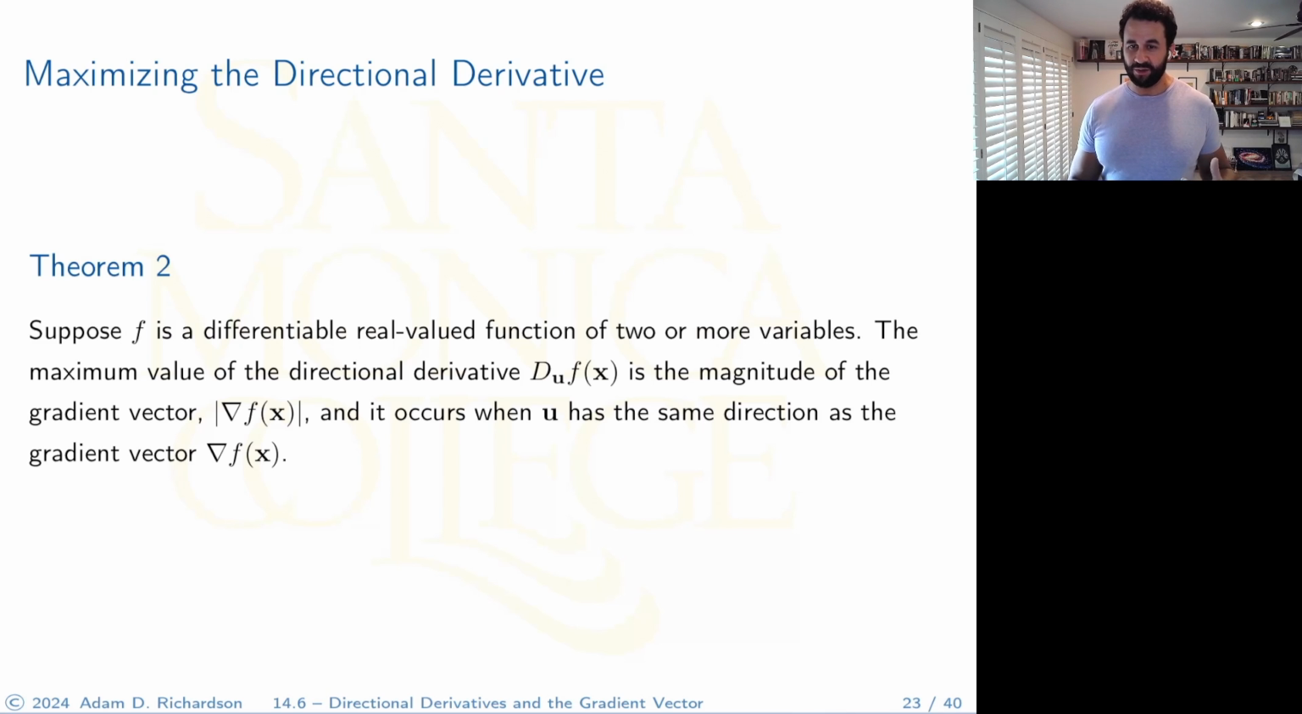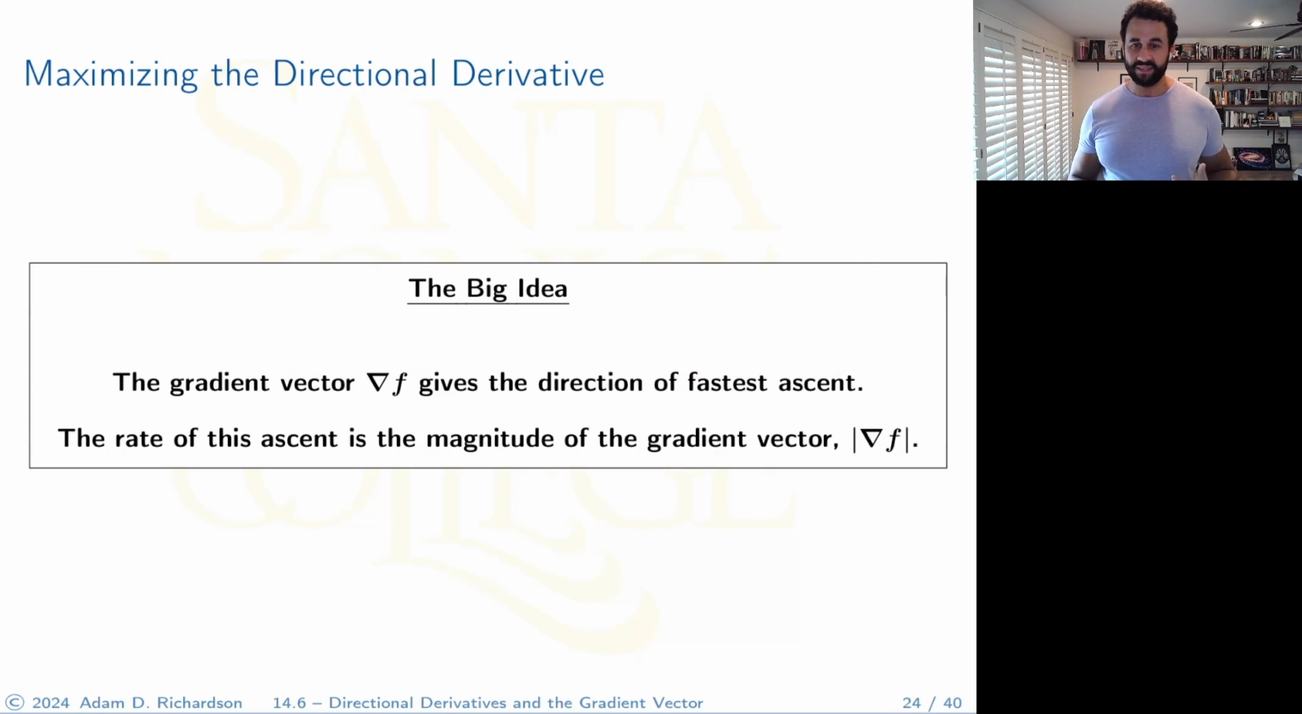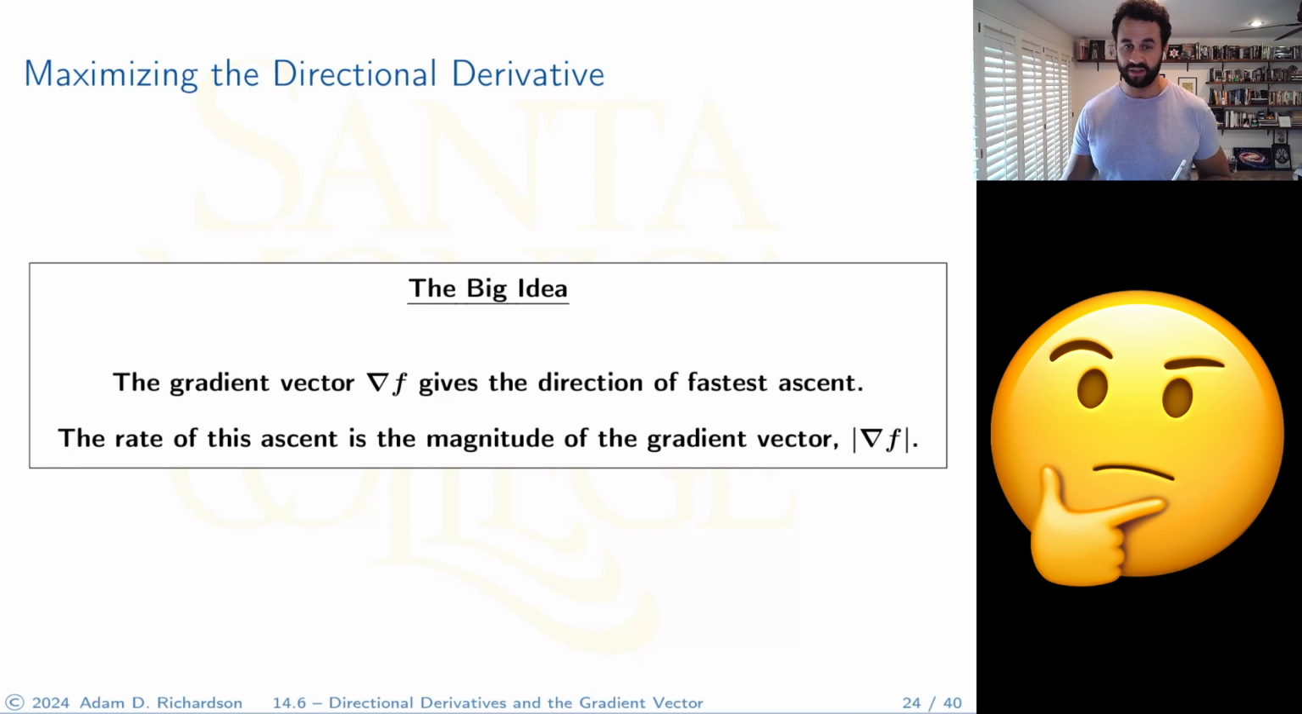That's what this says. So in other words, the big idea, the gradient vector, grad f, gives the direction of fastest ascent. And the rate of this ascent is literally the magnitude of the gradient vector itself. So this is a huge idea. This is like one of the biggest takeaways that you want to have from the gradient vector. So I'm going to throw up the thinker here again. And I just want you to stare at this and kind of mull it over in your brain a couple of times.